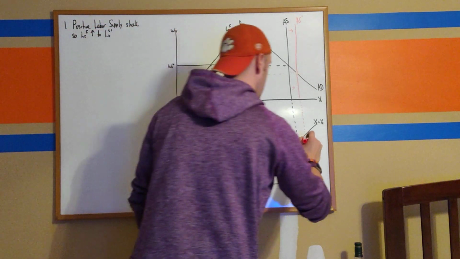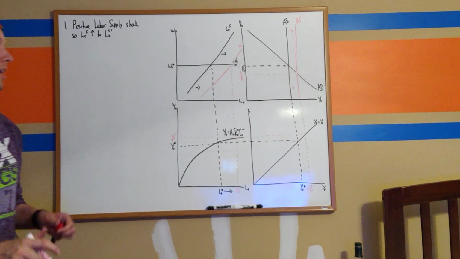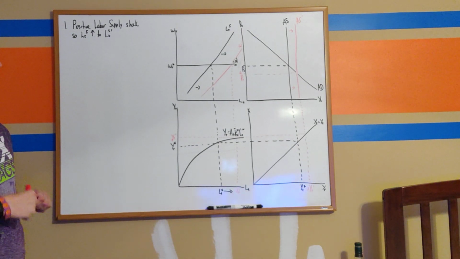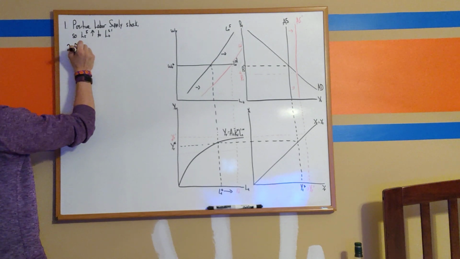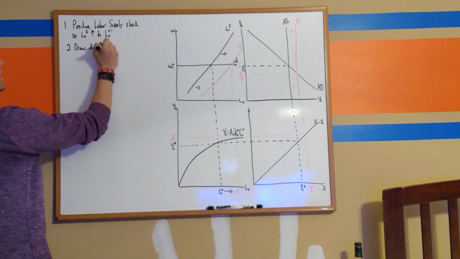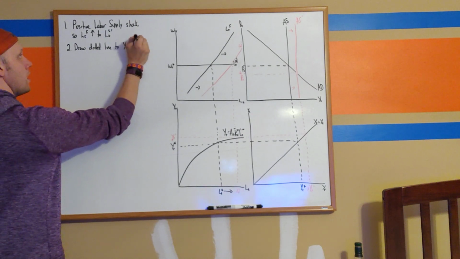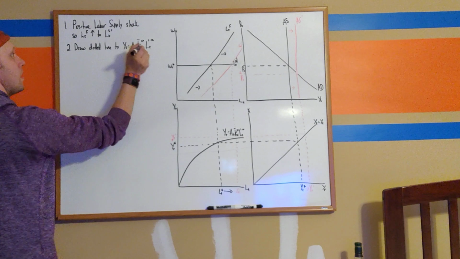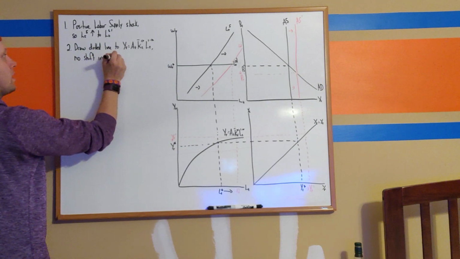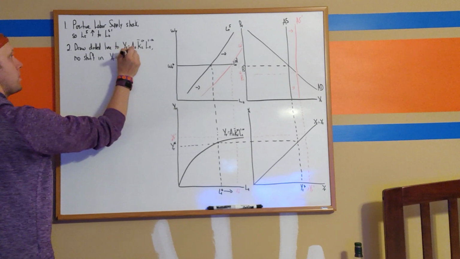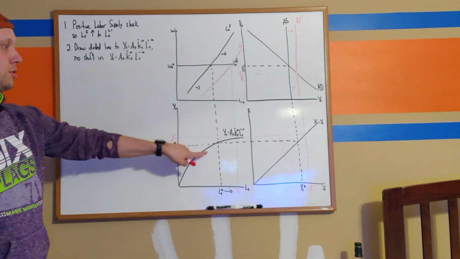And I can find that what happens in this case is I draw a dotted line to the production function, and there's no shift in it. There's no shift because, again, it's a labor supply shock. There's no change to technology.